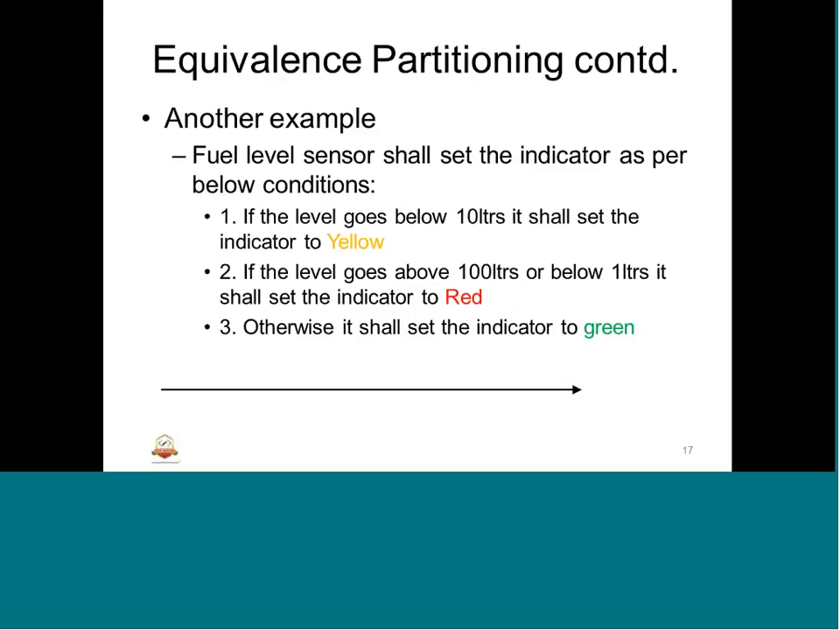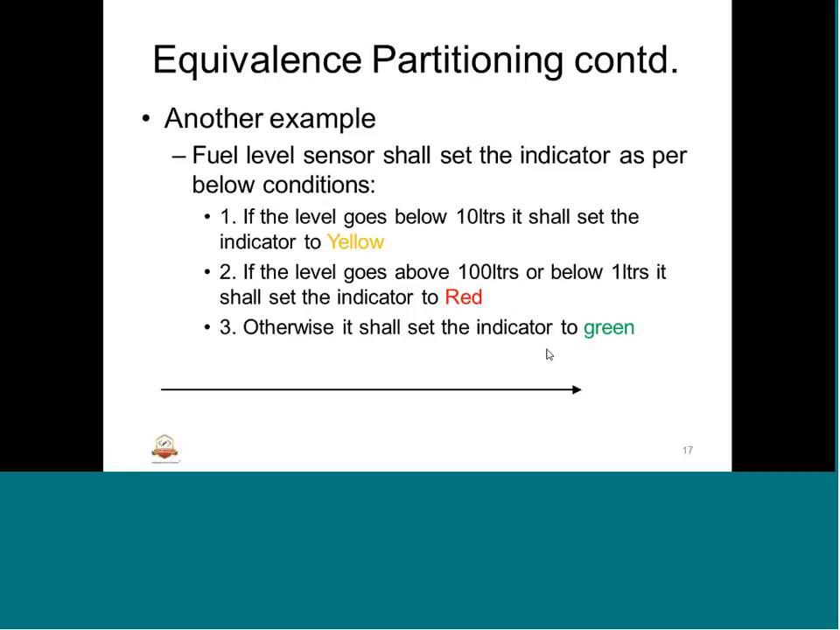Okay, equivalence partitioning continued. One more good example I will depict here. Let us consider the fuel level. We shall set an indicator as per the below conditions. Fuel level identifies the levels of the fuel, and based on the level, it will indicate. There are three requirements underneath this. If the level goes below 10 liters, it shall set the indicator to yellow. If the level goes above 100 liters or below 1 liter, it shall set the indicator to red. Otherwise, it shall set the indicator to green.